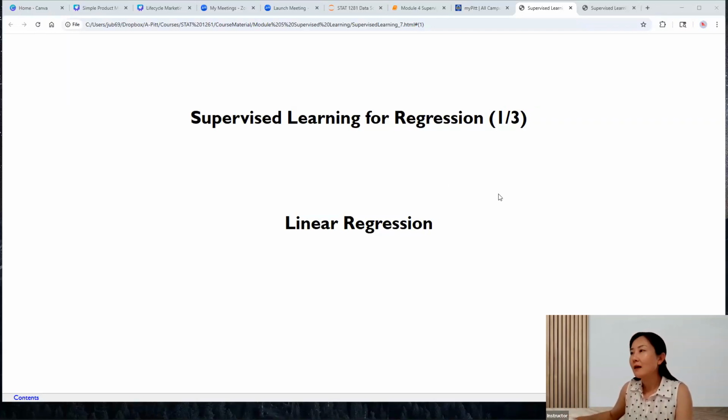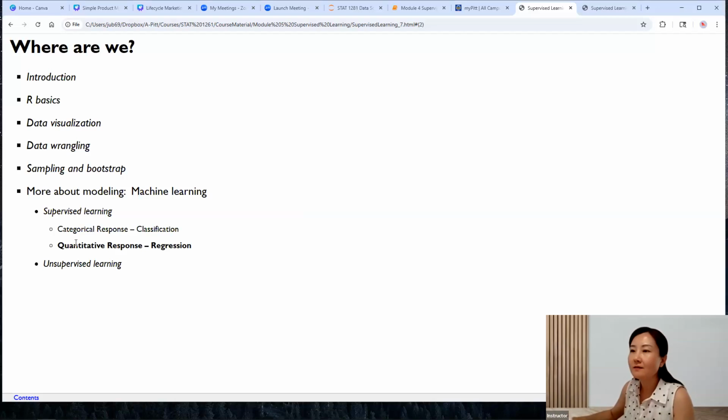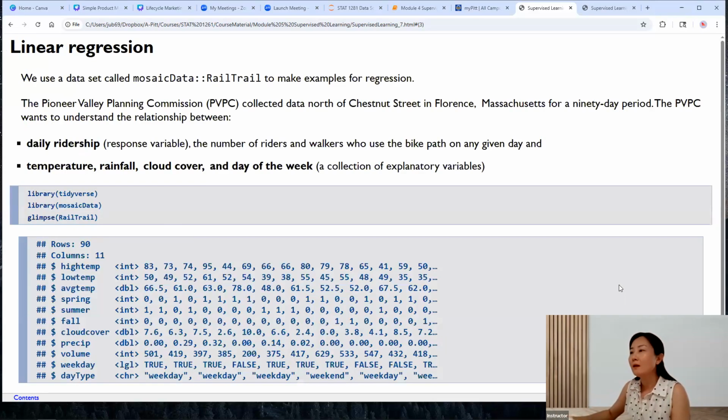And then in the second lecture tomorrow, we'll talk about more advanced regression models such as splines and local weighted regression, etc. Okay. All right. So we are here, supervised learning, and the response variable is numeric, so it's a regression problem. So start from very beginning.